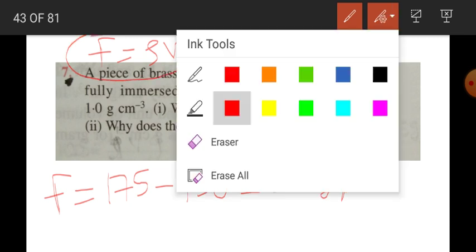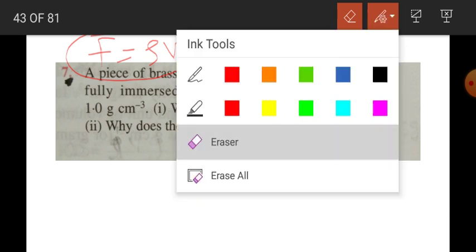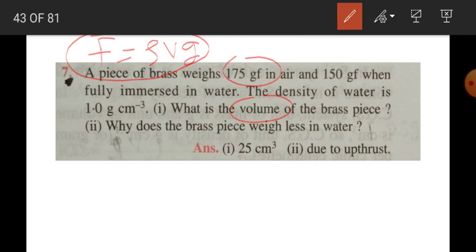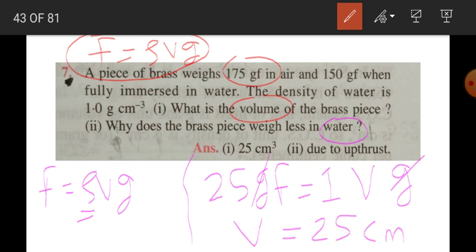Let me erase this part and create some space. I'll write the formula: rho Vg. Upthrust, how much did we get? 25 gf. Density of the water, since it is water, will be 1. So in place of density I'll put 1. Now what is left? Volume and g. So g we can directly cancel, no problem. So volume is 25. The unit will be centimeter cube.